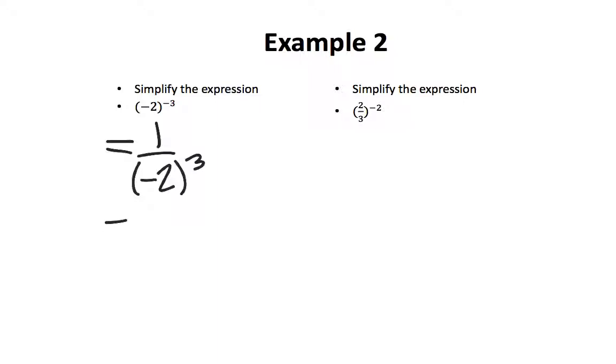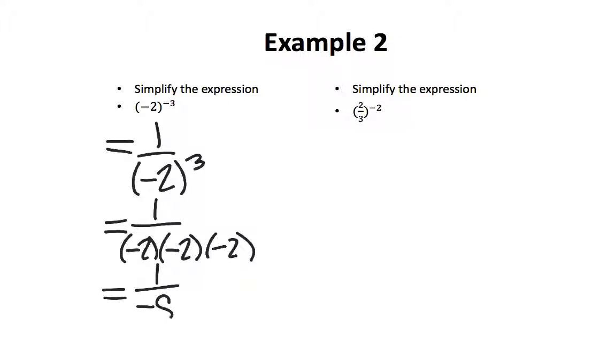Let's expand this a little bit. So that simplifies to 1 over negative 2 multiplied by negative 2 multiplied by negative 2. So negative 2 times negative 2 times negative 2 is negative 8. However, you should know that we don't like to write the negative sign in the denominator if we can avoid it. Therefore, you can simplify your answer to negative 1 over 8.